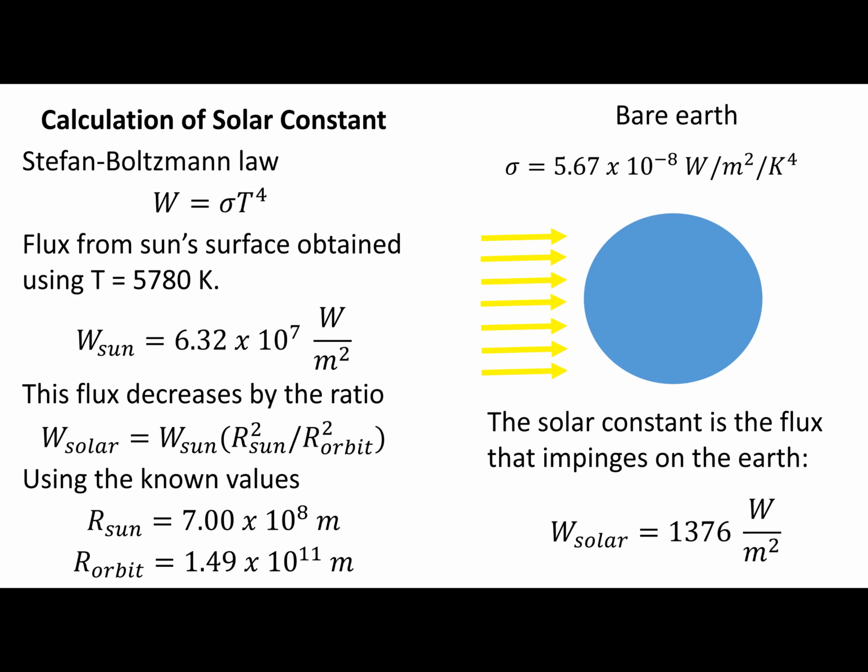Starting with the Stefan-Boltzmann law, and using the value of sigma, 5.67 times 10^-8, in appropriate units to give watts per square meter as the final answer, we multiply by 5,780 to the fourth power. The flux at the surface of the Sun is more than 50 million watts per meter squared. It is reduced by the ratio of the radii squared. We find that the solar constant is 1,376 watts per meter squared at the top of the atmosphere. This is circa 1% larger than the experimental value of 1,362 watts per meter squared.